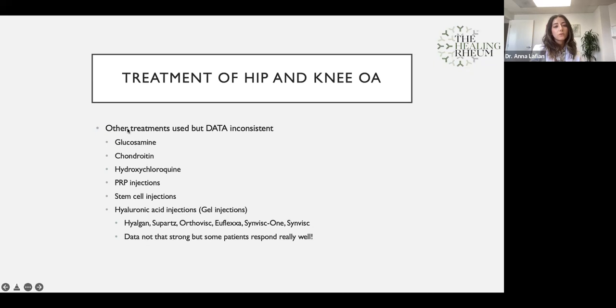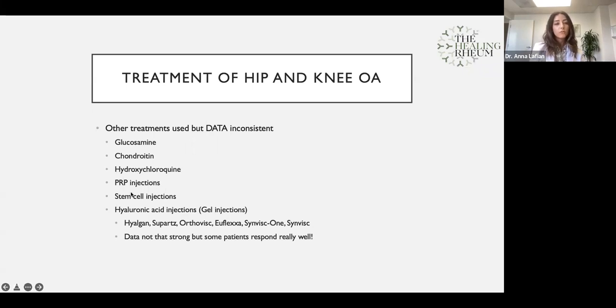But glucosamine and chondroitin has been around for a really long time. They're supplements that are out there. You can literally get them at most health food stores. But again, the data is inconsistent whether it helps or not. Hydroxychloroquine is actually a medication we use in rheumatology for a lot of other connective tissue diseases, lupus, things like that. And so definitely they say to not use this medication for hip and knee osteoarthritis.